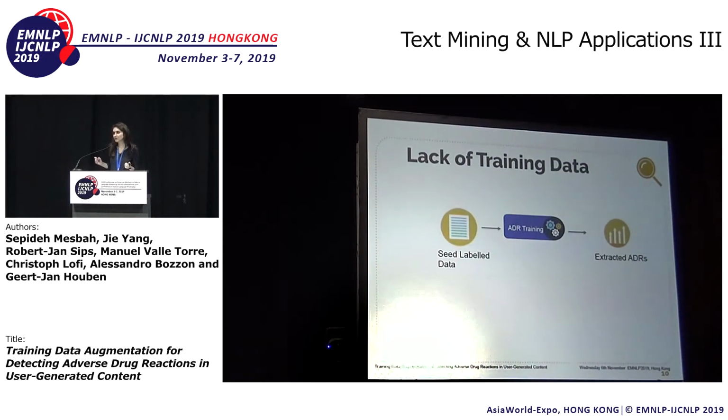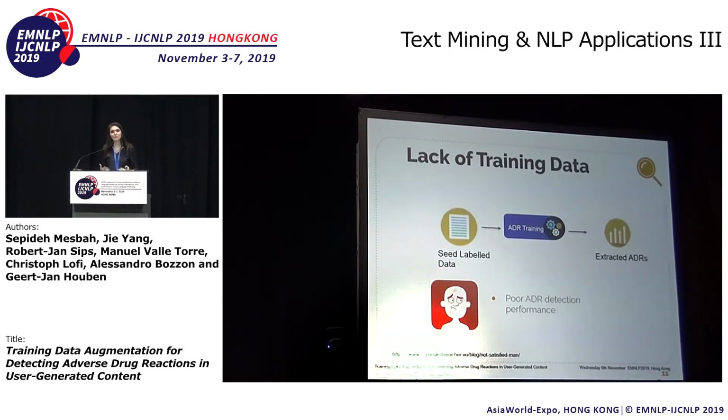So the main problem that I'm focusing on in this paper is the lack of training data. For instance, assume that you have a small set of samples and you want to train an ADR detector. Of course, if you just use the small set of samples, it will have poor performance. And the focus in this paper is how to augment this training data to have better ADR detectors when limited data is available.